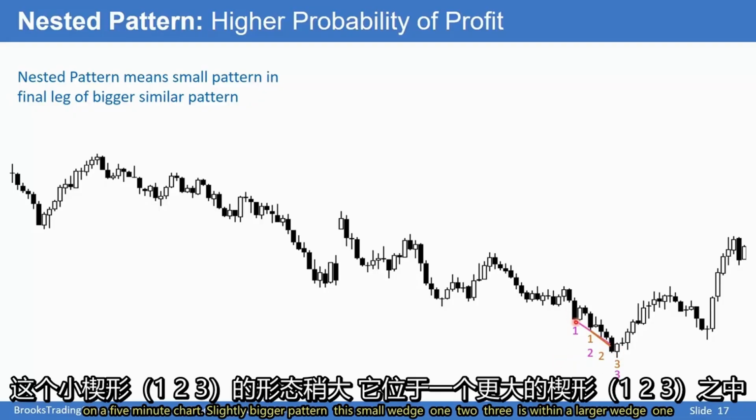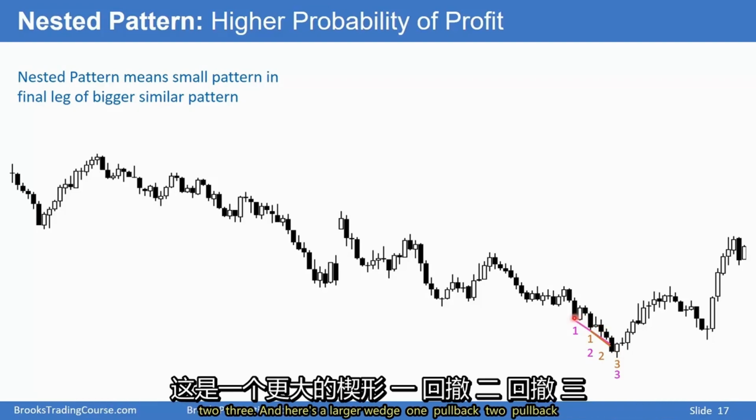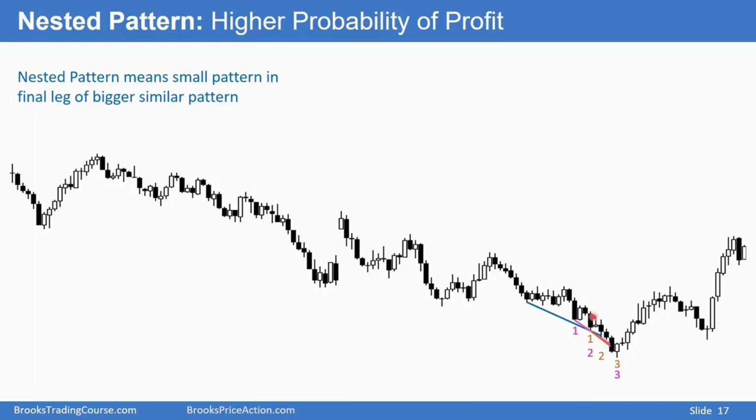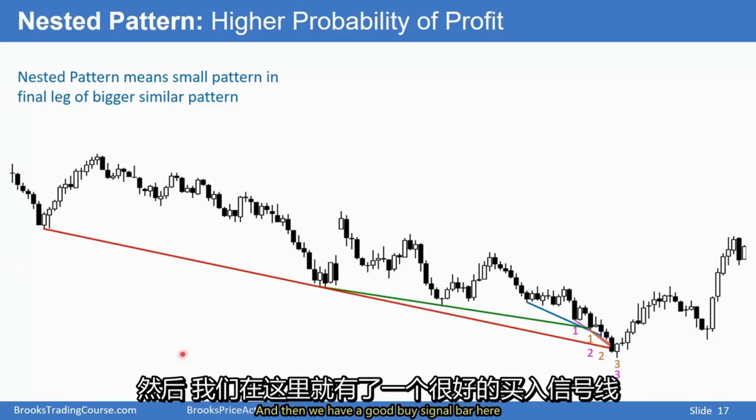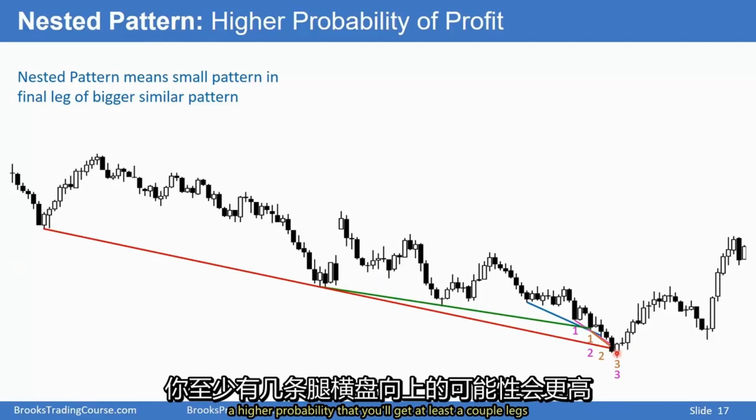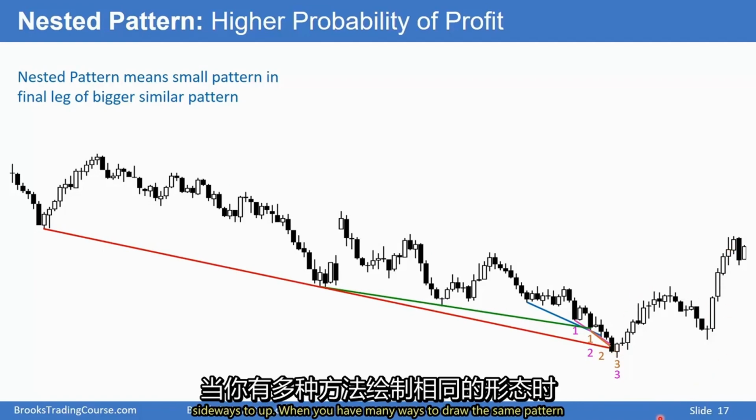Slightly bigger pattern, this small wedge, 1, 2, 3, is within a larger wedge, 1, 2, 3. And here's a larger wedge, 1, pullback, 2, pullback, 3. Within a larger wedge, 1, 2, 3. Within a larger wedge, 1, 2, 3. So we have several layers of nesting within a large wedge bottom. And then we have a good buy signal bar here, a higher probability that you'll get at least a couple legs sideways to up.